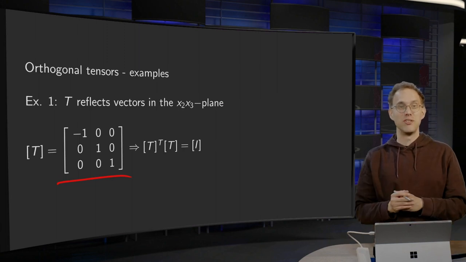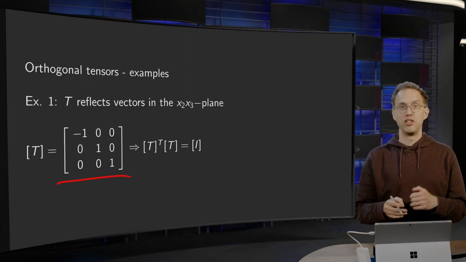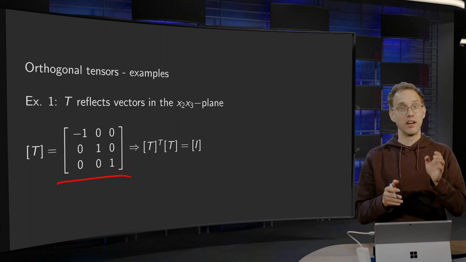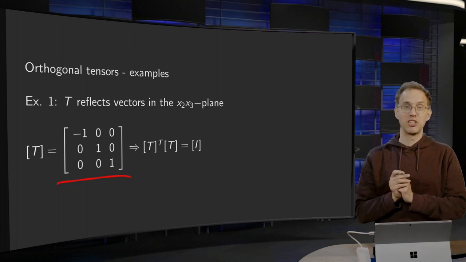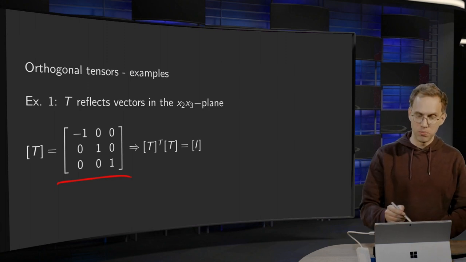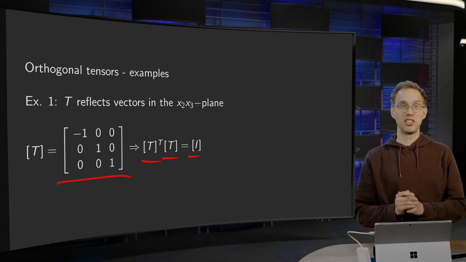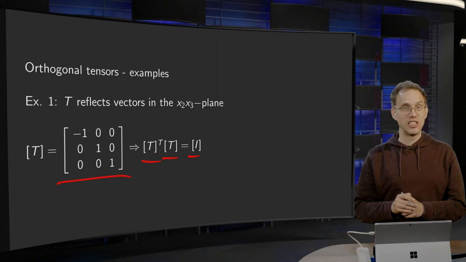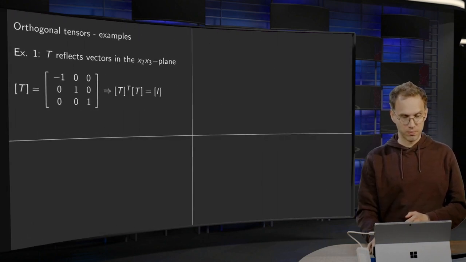Well, the easiest way to check whether your transformation is orthogonal is just to look at the matrices and check whether the matrix of T transpose times the matrix itself is just the identity matrix. And indeed, here this computation is very trivial. Matrix T transpose times matrix of T is indeed the identity matrix. So this reflection indeed is an orthogonal transformation.